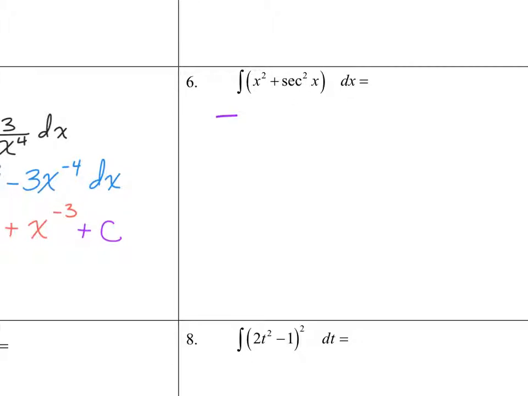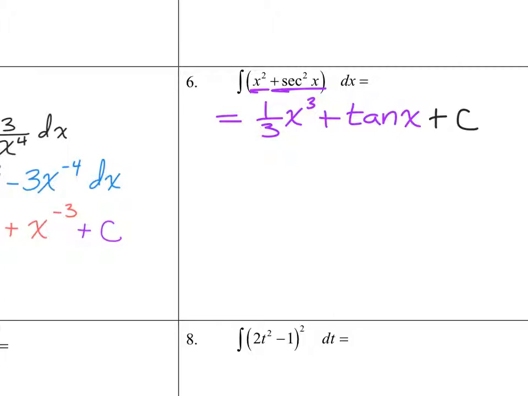All right, so we're looking at 1/3 x cubed. That's the result of integrating the x squared. What, pray tell, is the antiderivative of secant squared? Tangent of x, right? All right, and then plus C.